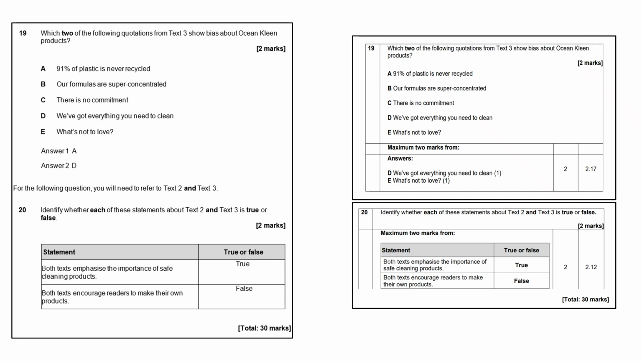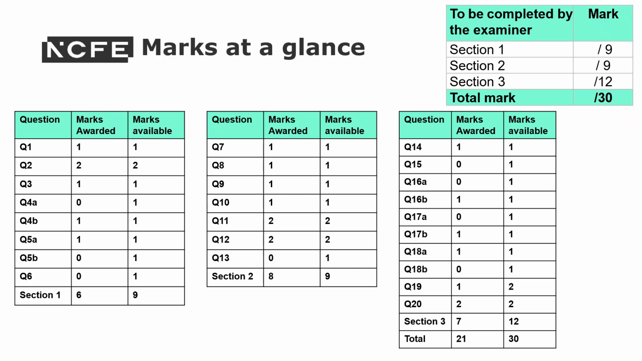Question 20 is a 2-mark objective test question, and the learner must decide whether each statement applies to both text 2 and text 3 and write true or false in the answer space. This example is correct and will get the full 2 marks. So here you can see each section and the marks that were awarded and the marks that were available.